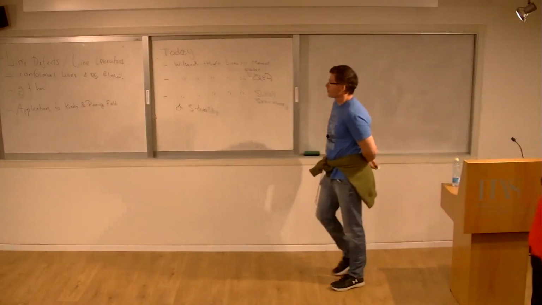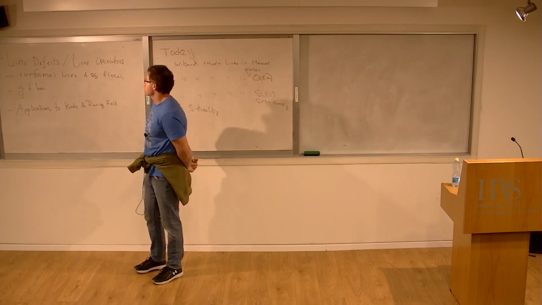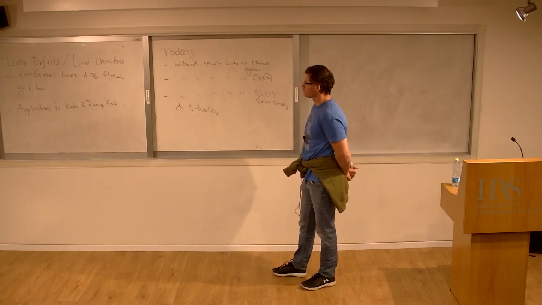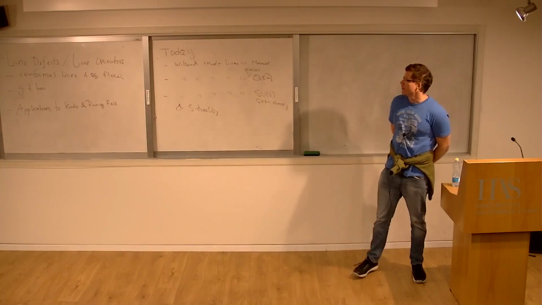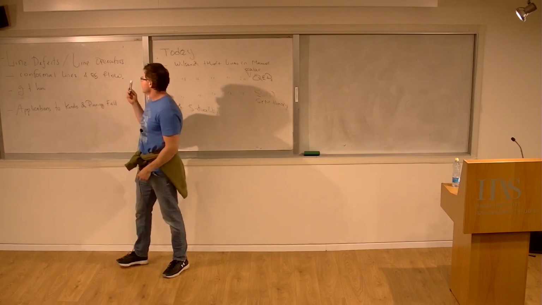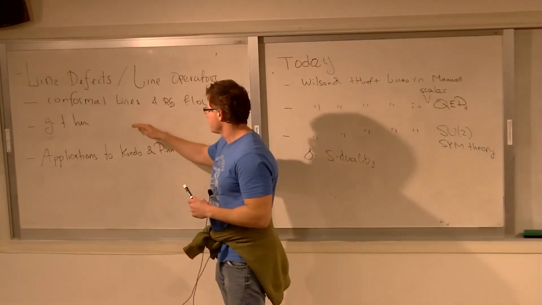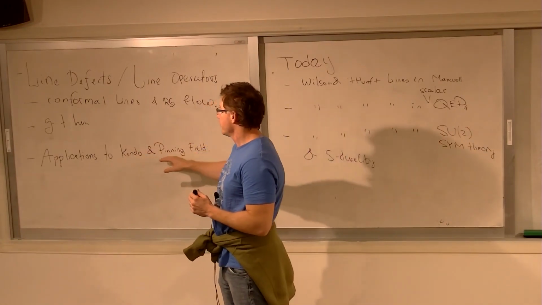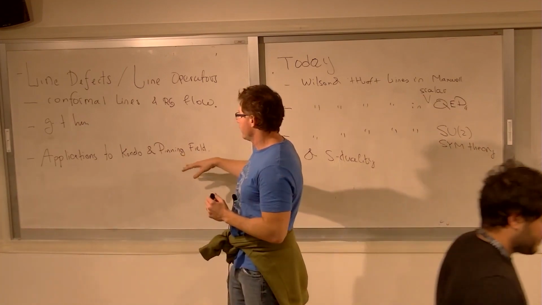Just a quick reminder, we discussed the general theory of line defects / line operators in relativistic quantum field theories, in particular in conformal theories. And then we discussed conformal line operators, our G-flows on line operators. We discussed the G theorem, and then applications to the Kondo line operators, the Kondo defect, and also what's called the thinning field defect. This is the external magnetic field defect that I explained in 4 dimensions.